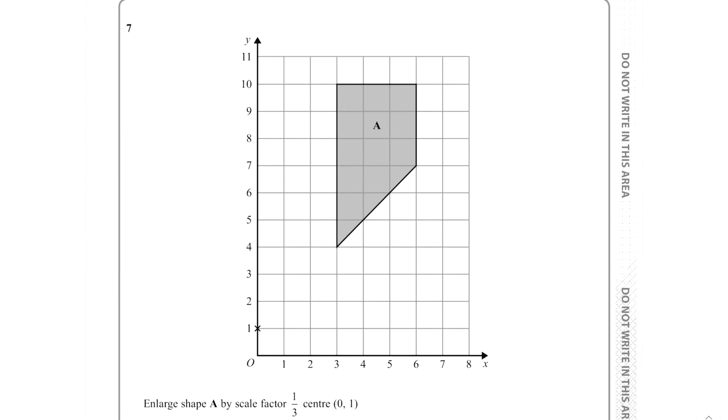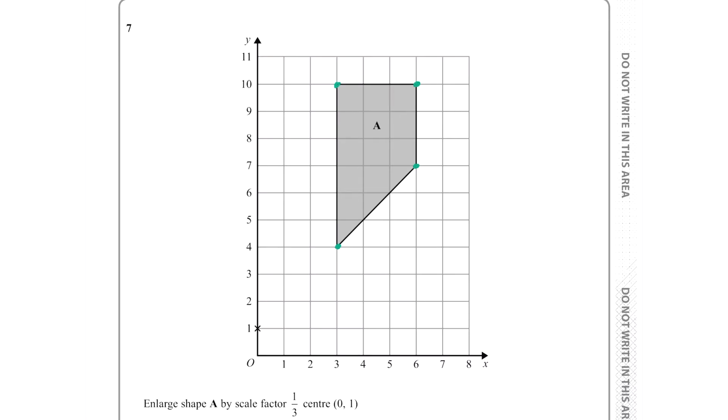Question 7. Enlarge the shape A by a scale factor of 1 over 3, center (0, 1). So they've labeled the center on for us as well. Now the way we do this is we're going to see how much we have to go across to get to these points. So if I just label these points, in fact I'll color them in green. So these are the points we're interested in. That one there, that one there, that one there, and that one there.